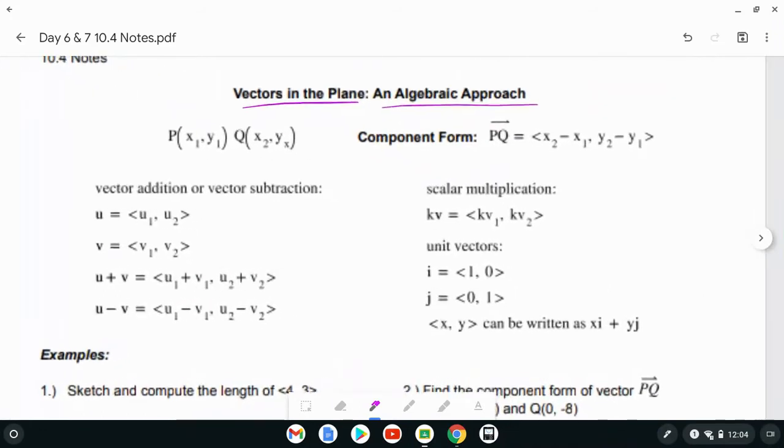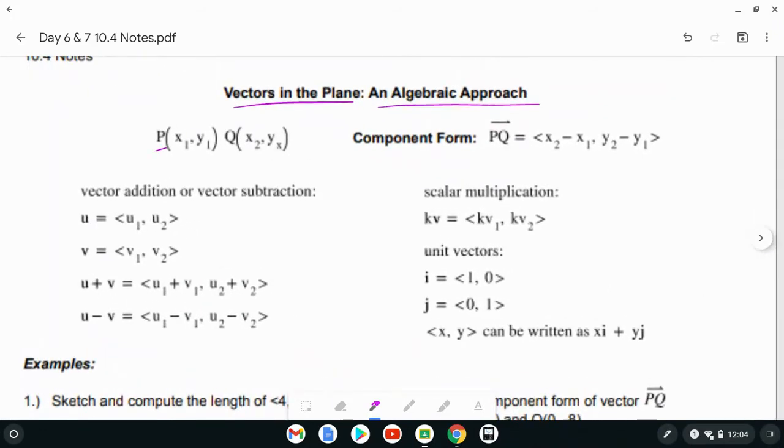For any two coordinates of a vector, we have x1, y1, x2, y2 for points P and Q. The component form of this vector can be found using this right here. Do x2 minus x1, y2 minus y1. That is the component form of your vector.